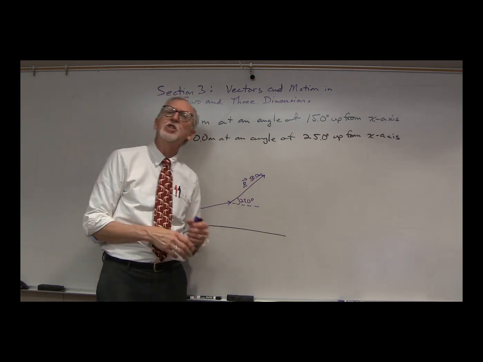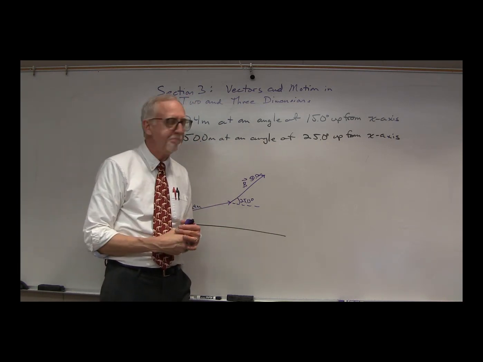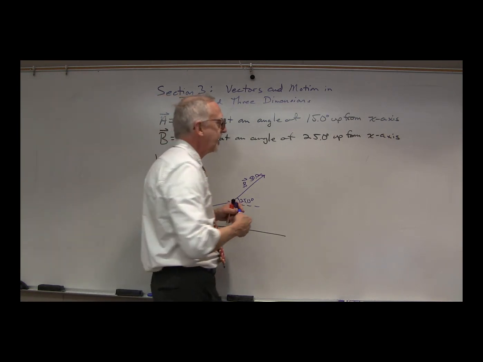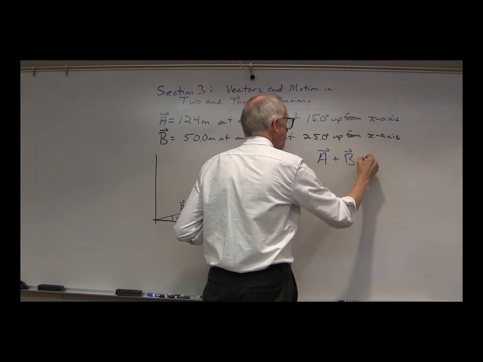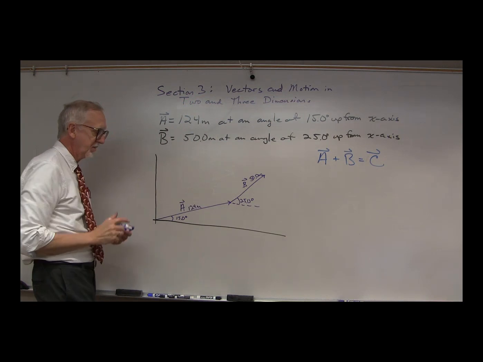So here, two general displacements that you might have made going for a walk or something like that. And the question is, what is the sum of these two vectors? What is A plus B? Well, let's call it vector C. And what would vector C look like on our diagram here?